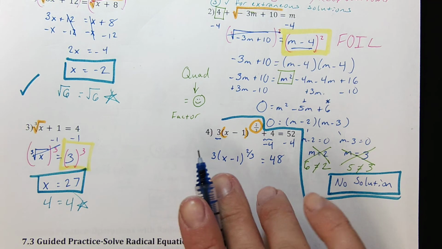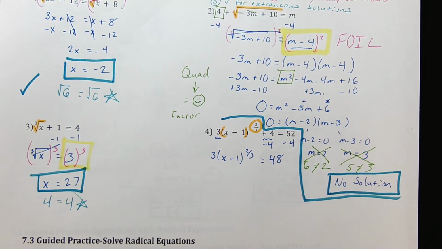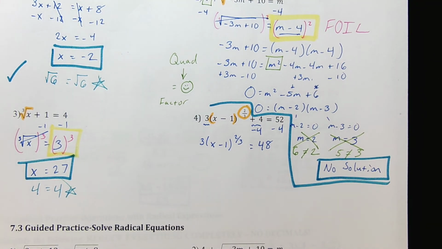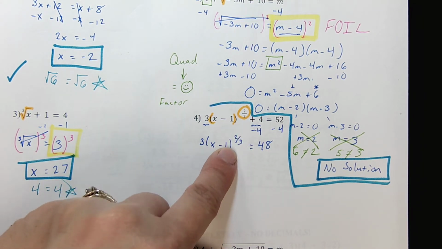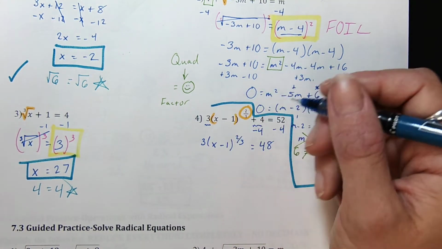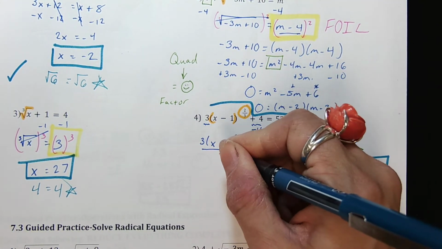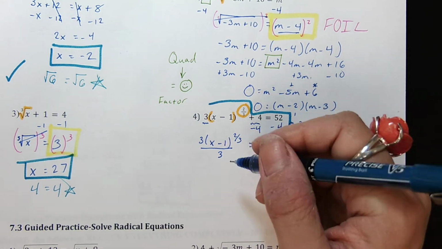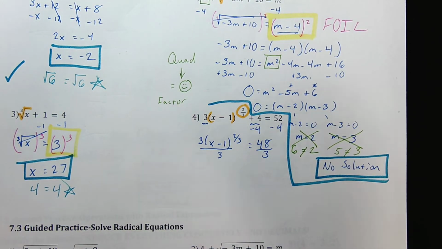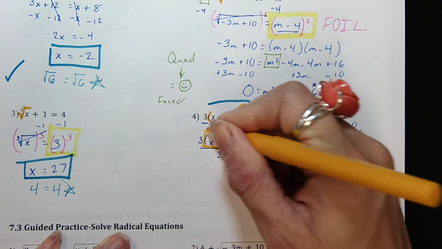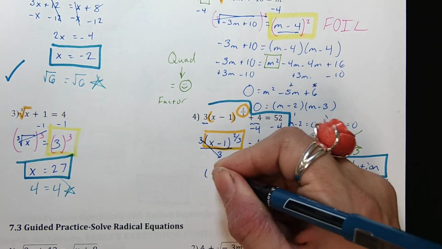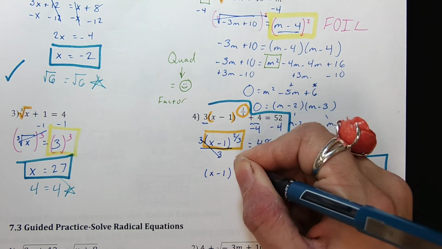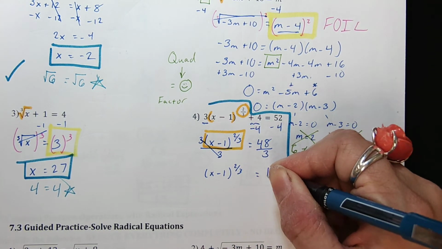Then sometimes students will try to distribute that 3 into the parenthesis. It would make it easier, but it would be wrong. So the reason we can't distribute that in is because PEMDAS says we have to handle that exponent first. So instead of distributing that 3 in, we have to divide it away. Our whole focus here is to try to isolate this part that's being raised to that exponent. So we divide both sides by 3. And x minus 1 raised to the 2/3 equals 16.